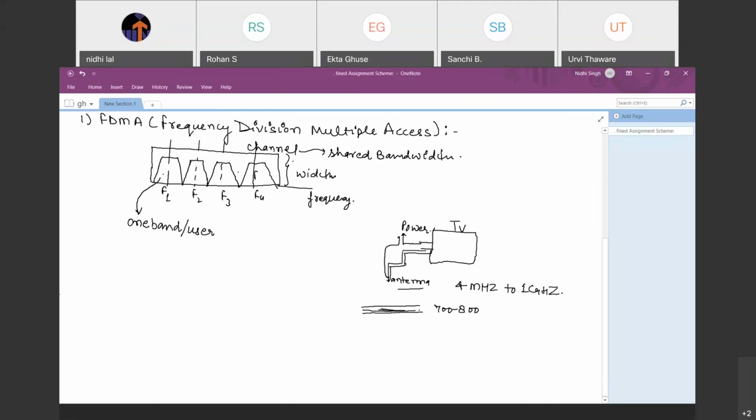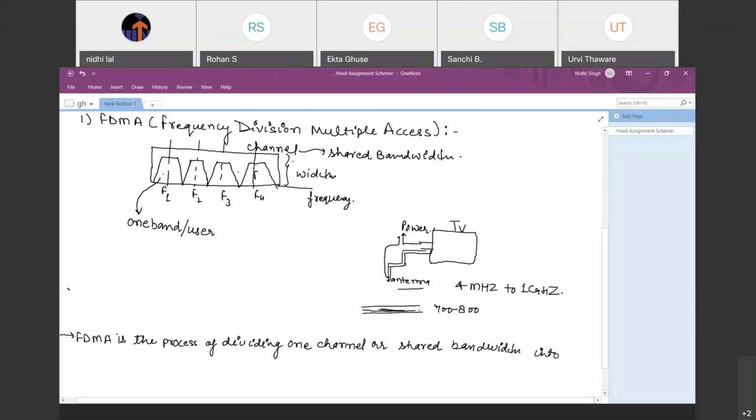So let me write some theory, because in the exam you have to write the theory. So FDMA is the process of dividing one channel, or you can say shared bandwidth, into multiple individual channels, or you can say bands, and each band can be used by a single user.